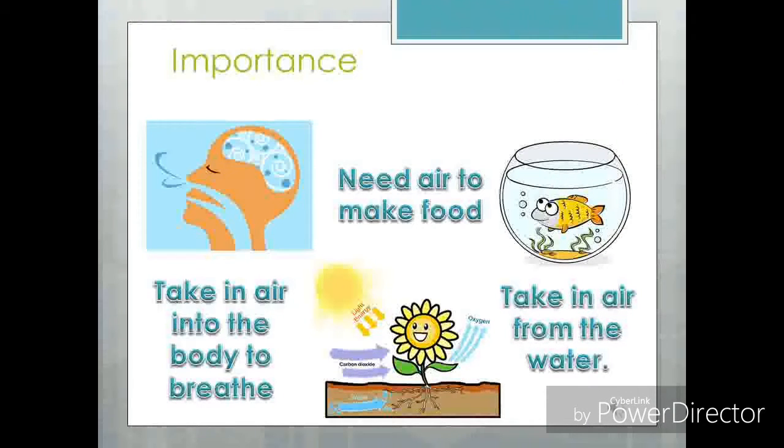The air is so important because all living things need it to live. For example, human beings take air into their body to breathe. On the other hand, plants need the air to make their own food. The other part of the living things are the animals. They take in air from the water in order to live too.